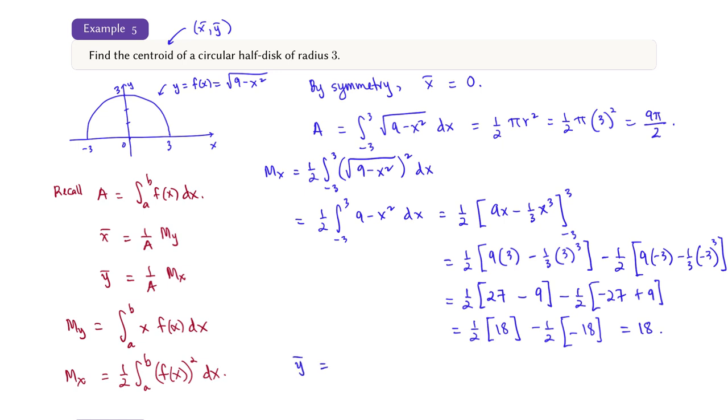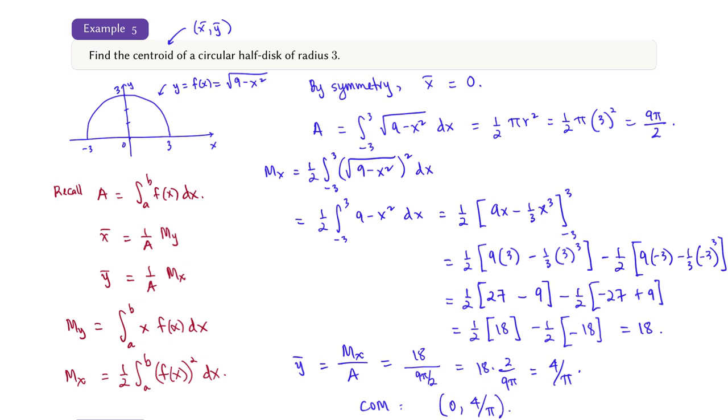And so y bar is Mx over the area, but Mx is 18, and the area is 9 pi over 2. Simplifying this, 18 times 2 over 9 pi, we get 4 over pi. And so the center of mass x bar, y bar is 0, 4 over pi.